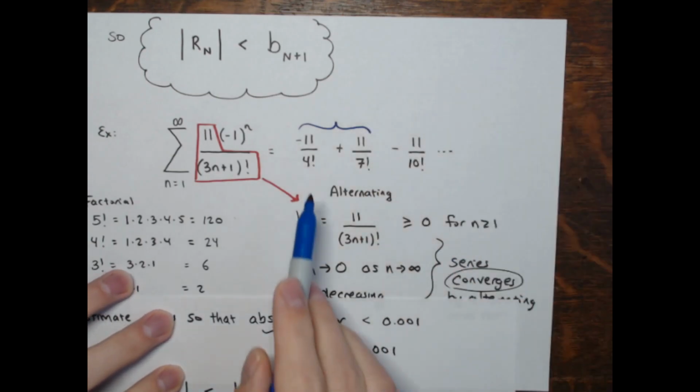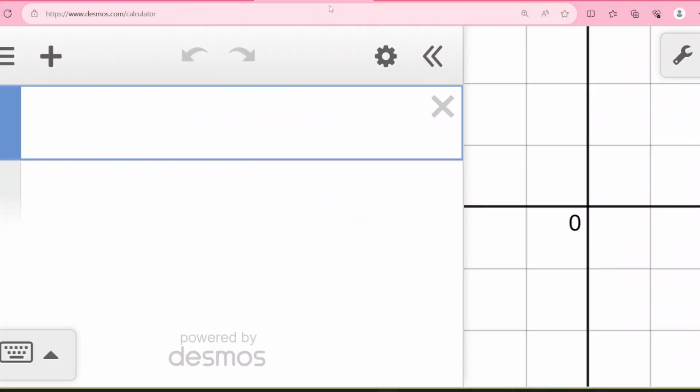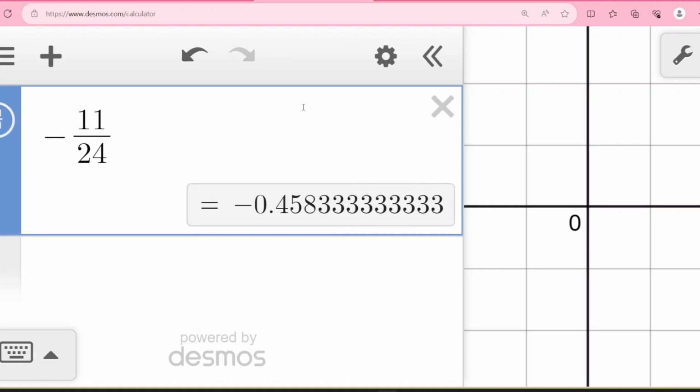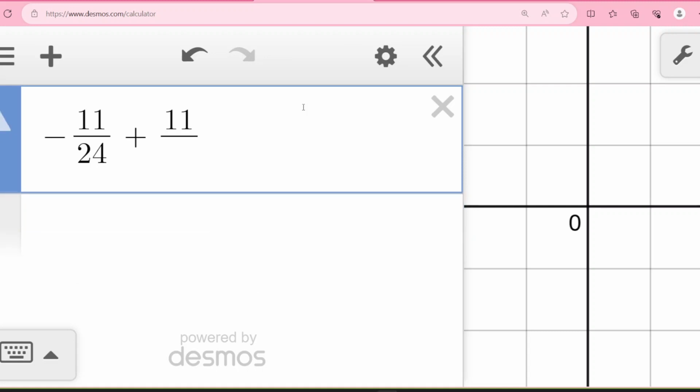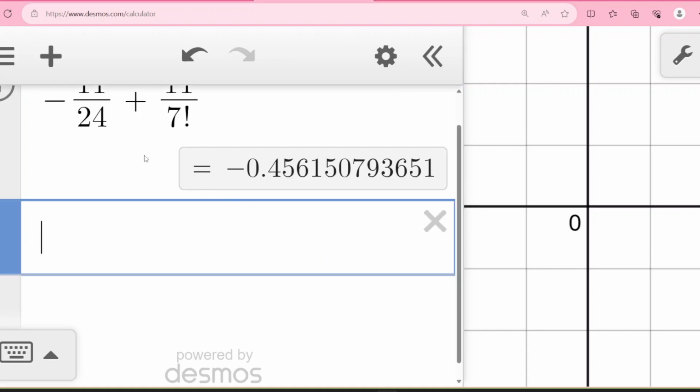Now they said round this to 6 decimal places, so I'm going to go to a calculator and just punch those in. I'll just put in the numbers that we had. Negative 11 over 4 factorial, plus 11 over 7 factorial. So this is negative 0.456151 when I'm rounding to 6. The sum of the first 2 terms.